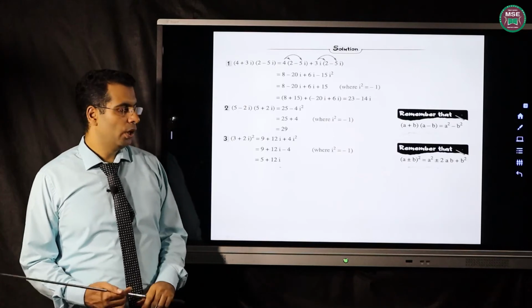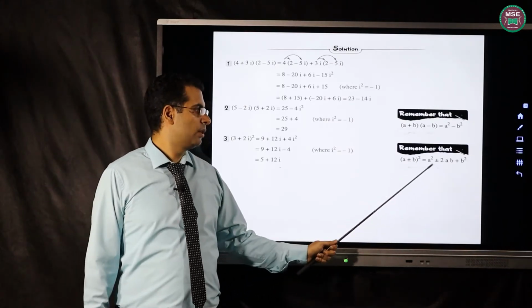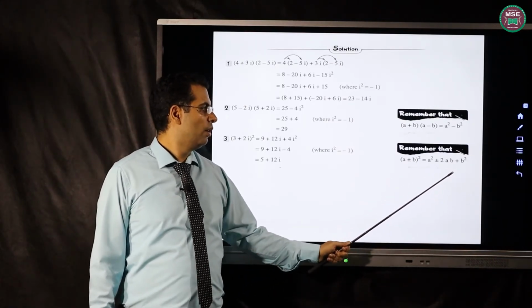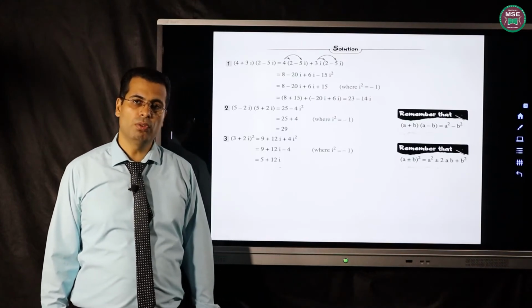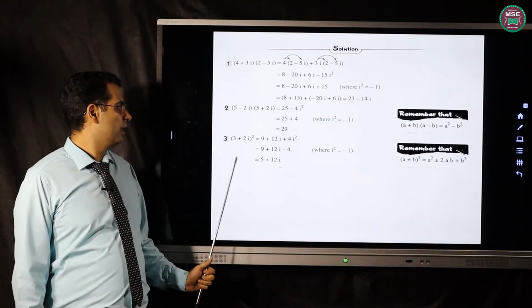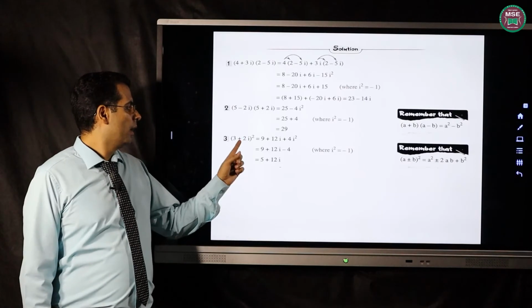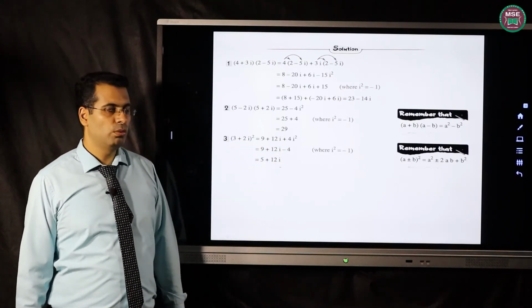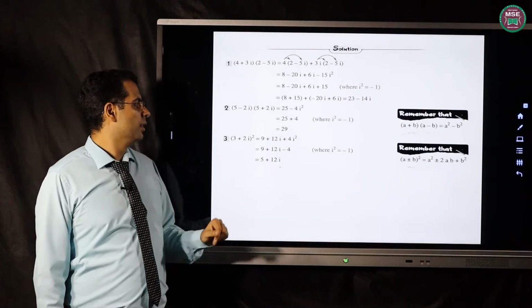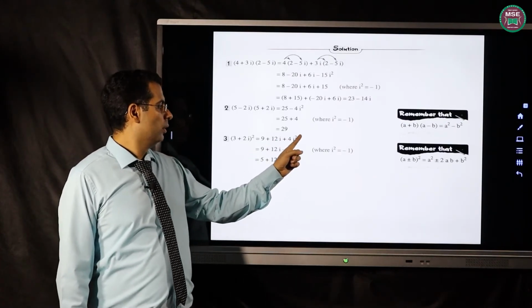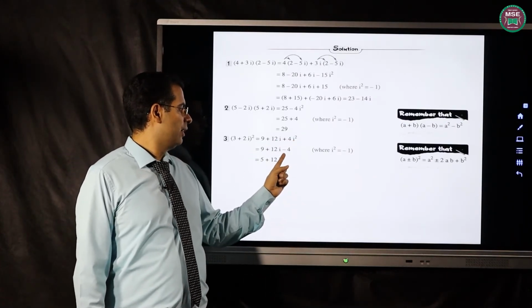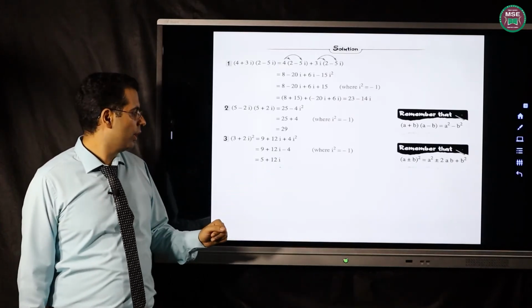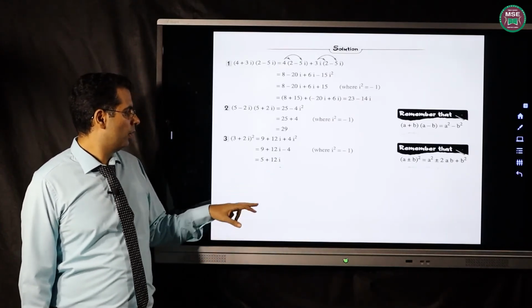Bracket power 2: we know that bracket power 2 is first power 2, second power 2, and first times second times 2, and keep the sign. Here 3 power 2 equals 9. 2i power 2 gives me 4i power 2. First times second times 2, 3 times 2 times 2 equals 12i. Okay, i power 2, cancel it and change the sign, gives me negative 4. 9 minus 4 equals 5 plus 12i.